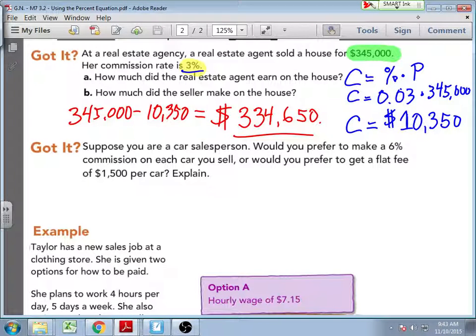All right, try the got it on your own. I'm going to walk around and check if you guys are good. Car salesman again makes 6% commission. The question that really comes out of this is what type of cars are you selling? So we want to argue, would it be better to make 6% commission, or would you rather just get $1,500 flat?